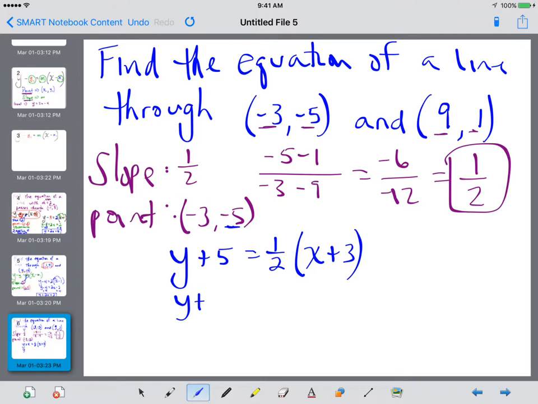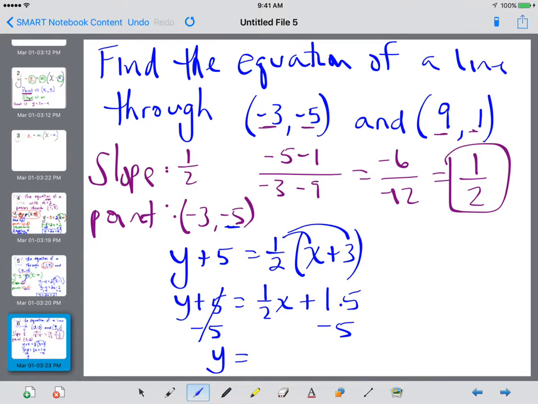Now we have y plus 5 equals, I have to distribute. So 1/2 times x is just 1/2 x. 1/2 of 3 would be 1.5. And now in this case, I'm going to have to subtract 5 on both sides. Get it to cancel here. My equation is y equals 1/2 x. 1.5 minus 5 would be a negative 3.5. There's the equation of my line.